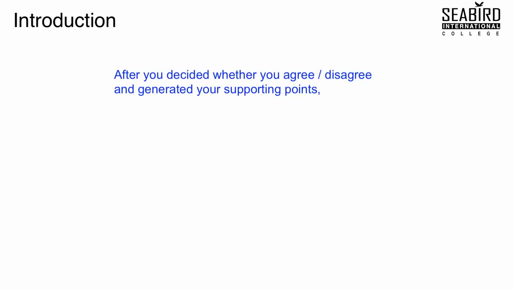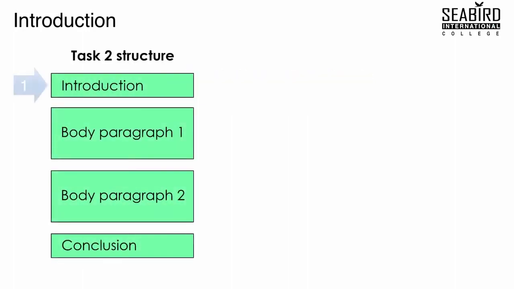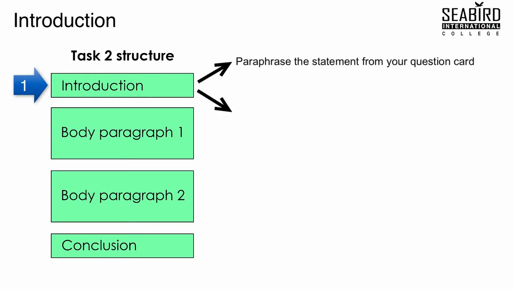After you decided whether you agree or disagree, and generated your supporting points, it's time to start writing our essay. Our first paragraph is an introduction. Write your introduction in 2 sentences. In the first sentence, you paraphrase the statement from your question card. And in the second sentence, you say whether you agree or disagree with the statement. Let's write the introduction together.